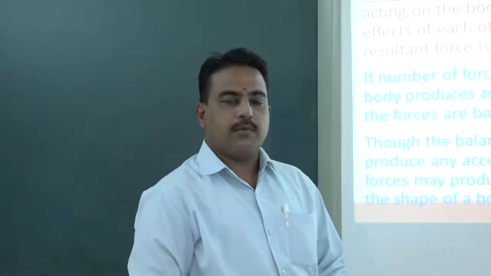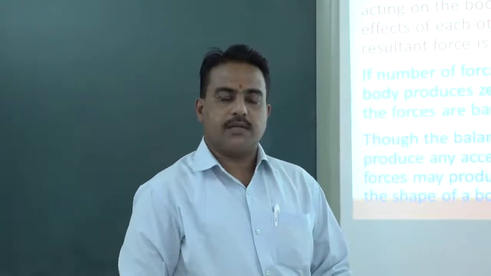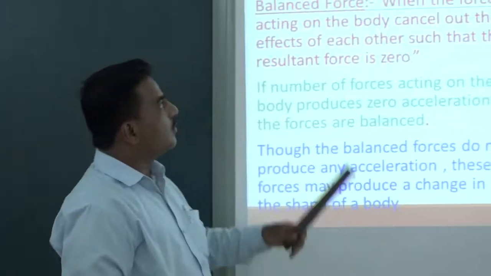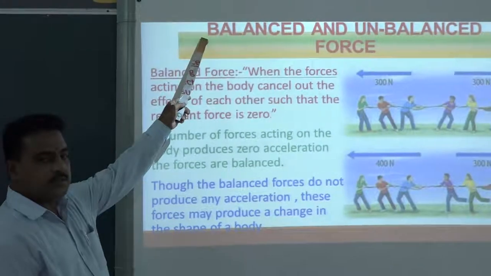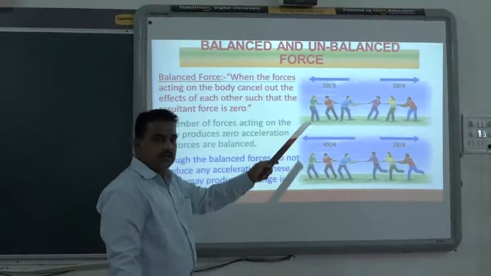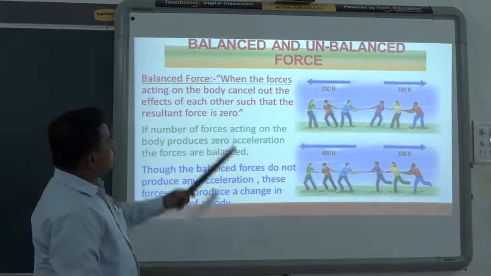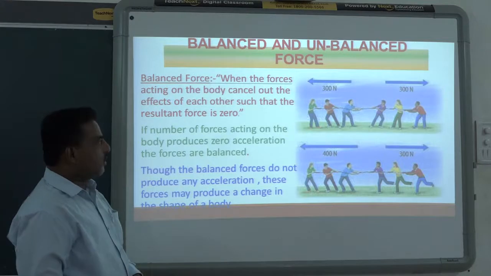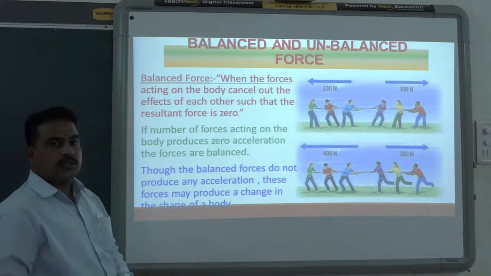Let us recap what we have studied in the previous part. We ended our previous part with balanced and unbalanced force. While discussing balanced and unbalanced force, we discussed that when the forces acting on a body cancel out the effects of each other, the resultant force is zero.